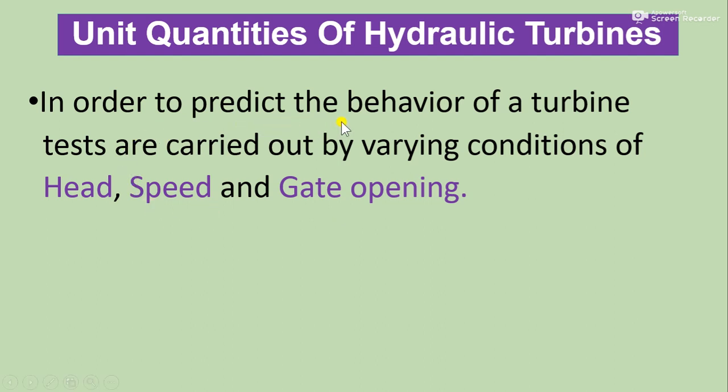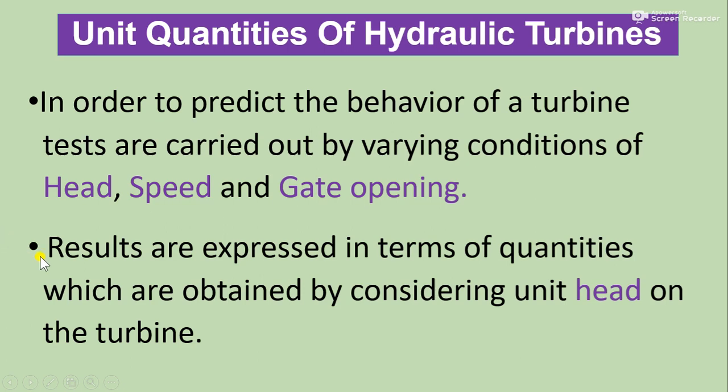In order to predict the behavior, meaning the nature, of a turbine, tests are carried out, meaning experiments are carried out by varying the conditions of head, speed and gate opening. Gate opening means change of discharge, and the results obtained from the test are expressed in terms of quantities obtained by considering unit head on the turbine. Means the results of the turbines are expressed in terms of unit quantities.